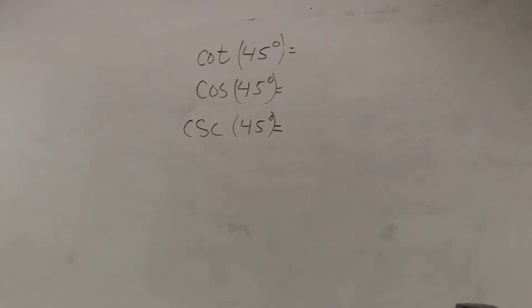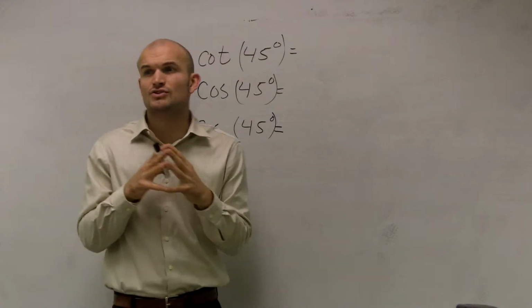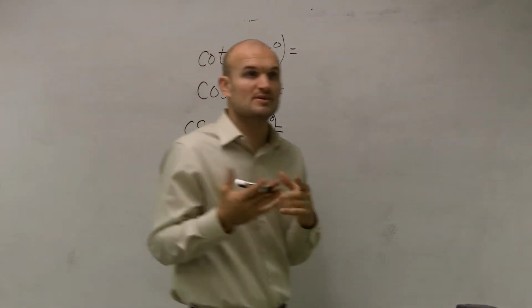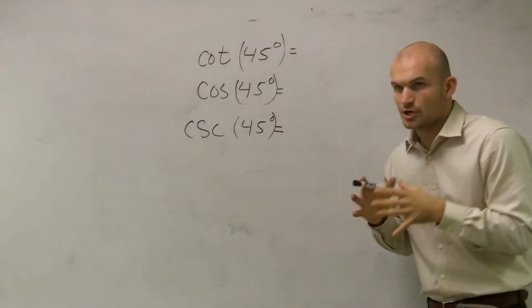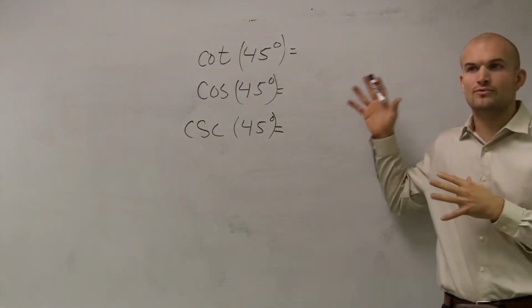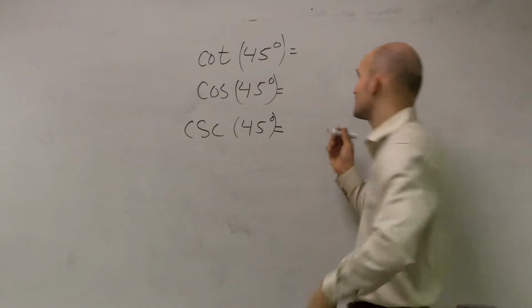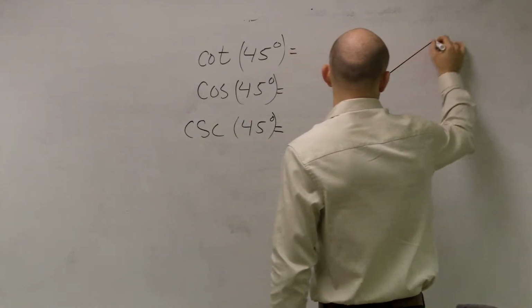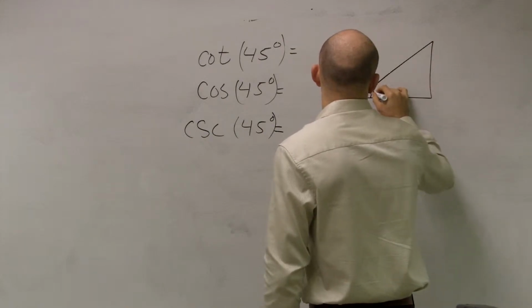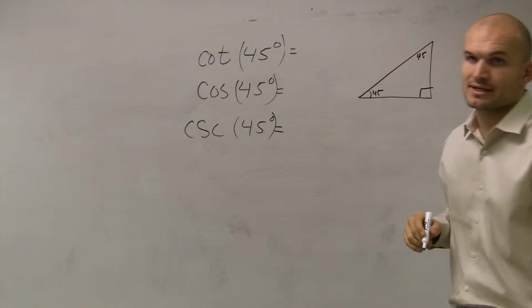So for this problem, what it asks us to do is construct a special triangle to help us find the functions. Back in your geometry class, one thing we want to remember is that we got our coordinate points by using our special triangles. If you look at a special 45, 45, 90 triangle, those two angles are 45 degrees, and that's your 90.